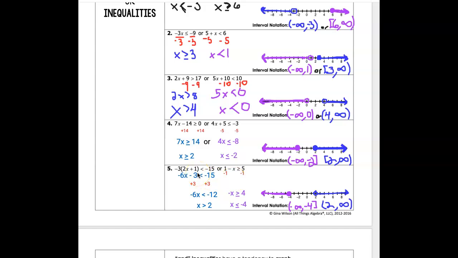And then for number 5, just make sure you start with distributing for this one on the left. And for both inequalities in number 5, we divide by negatives, so we end up flipping the sign, and we end up with x is greater than 2, or x is less than or equal to negative 4, and then we graph our two separate solutions.